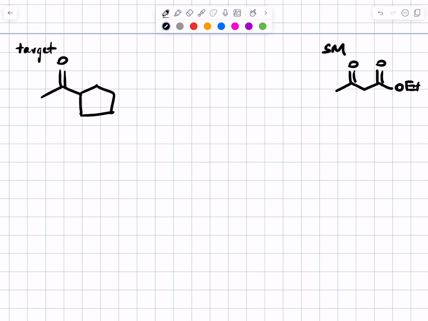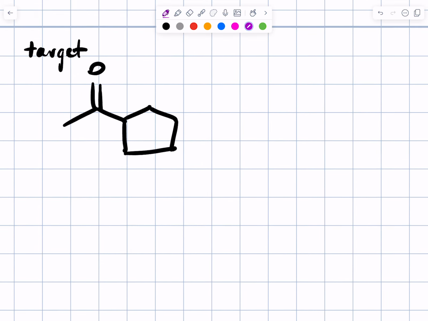So the first thing to do is to notice that this is an alpha-alpha dialkylated methyl ketone. Where's the methyl group? Right here. Where's the other alpha carbon? Right here. And does it have two alkyl groups on it? Yeah, one is here, one is there. So that's the structural pattern.